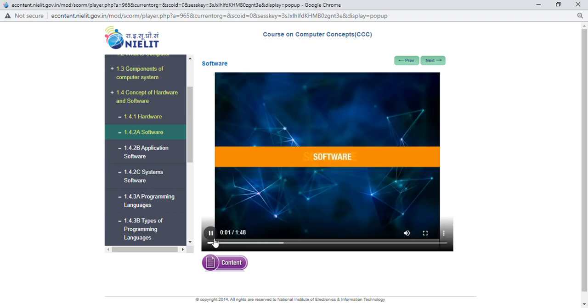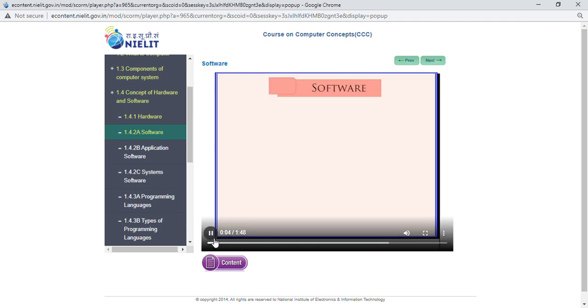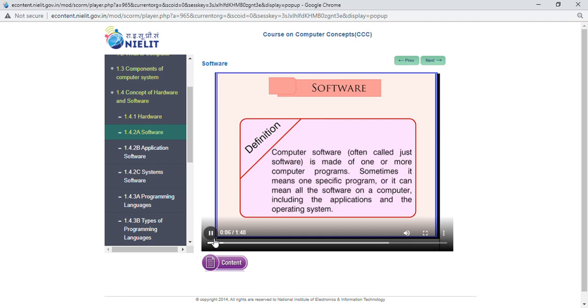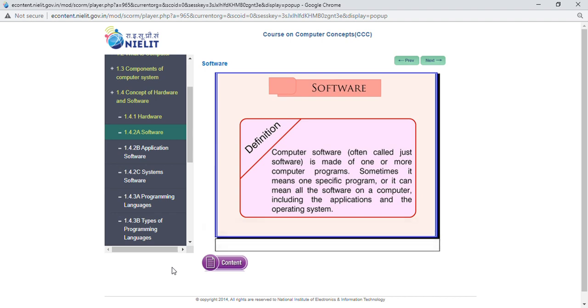Software. Definition. Computer software, often called just software, is made of one or more computer programs. Sometimes it means one specific program, or it can mean all the software on a computer, including the applications and the operating system.